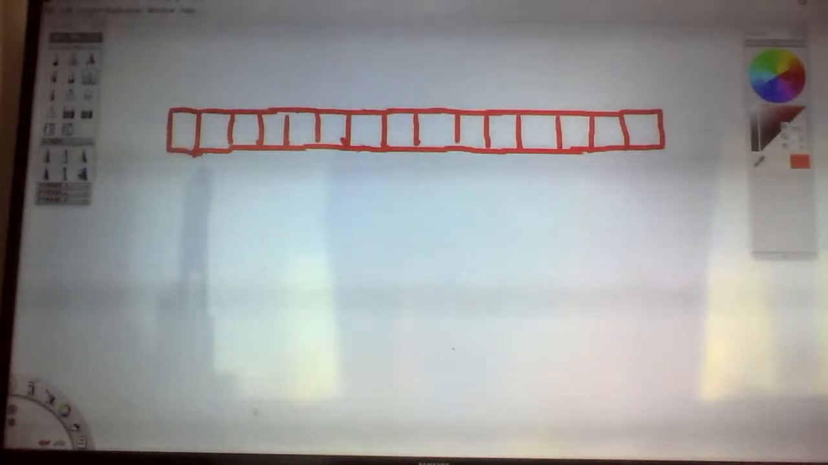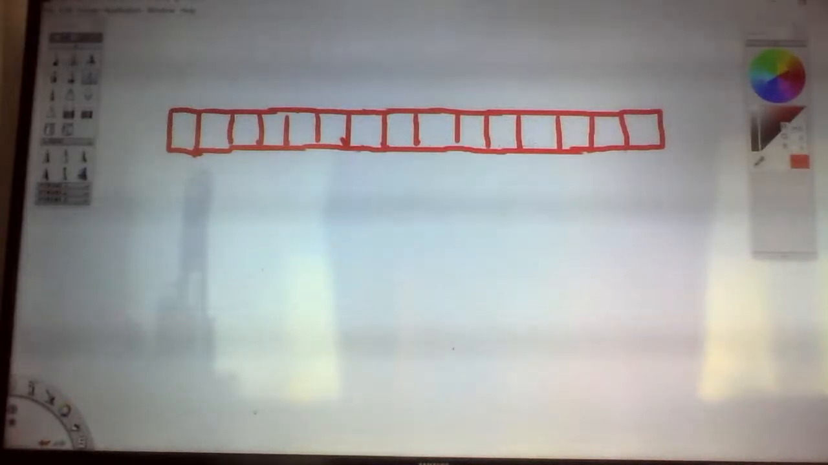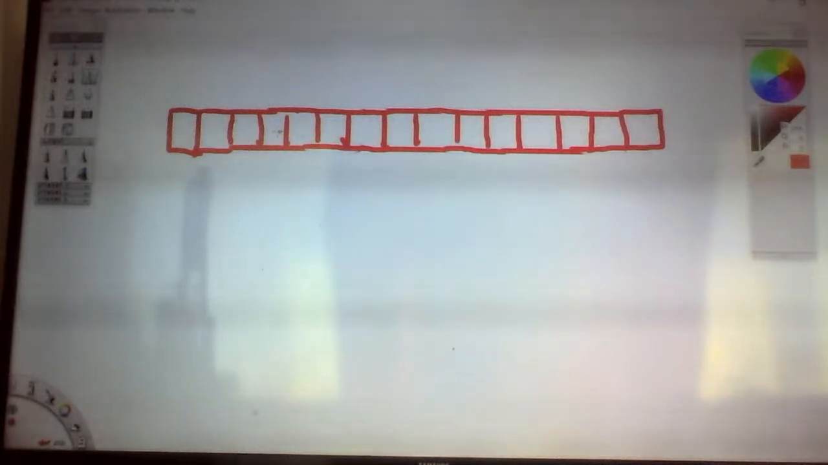And I've not stopped counting the tiles. I should count 1, 2, 3, 4, 5, 6, 7, 8, 9, 10, 11, 12, 13, 14, 15. That's correct. So we want 1, 2, 3, 4 white tiles, and then 1 black tile. 1, 2, 3, 4.